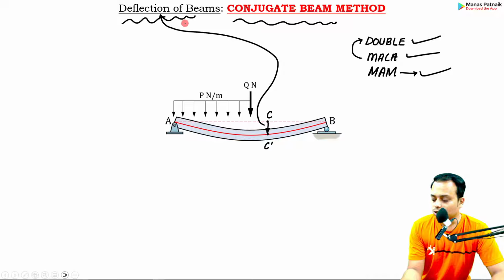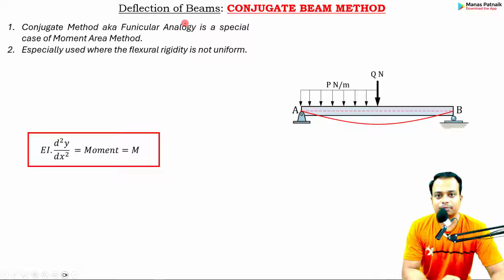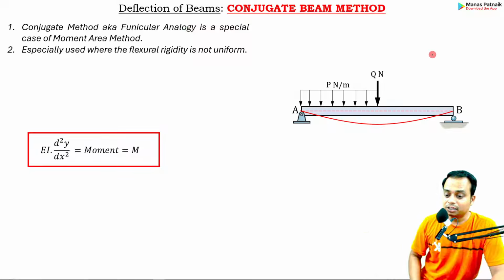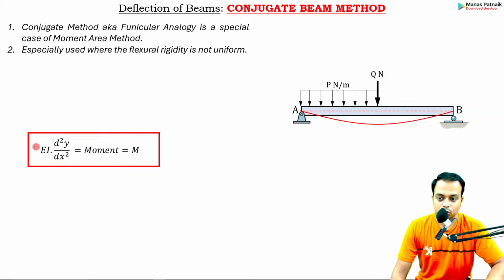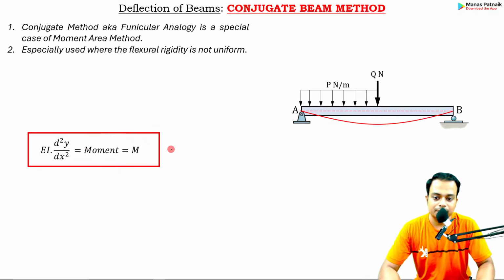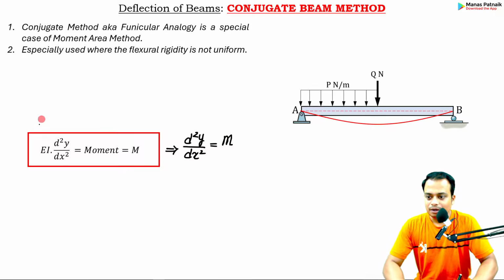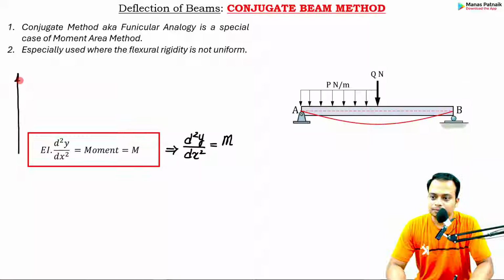Here we go. Conjugate beam method. We are going to start with a relationship that I established in lecture number 1 of the deflection of beams playlist. Watch that lecture; the complete derivation is given in that video. It's a very important relationship. If I simplify this, d²y/dx² is equal to the bending moment M over EI. Now, if I start integrating this expression, what will happen?